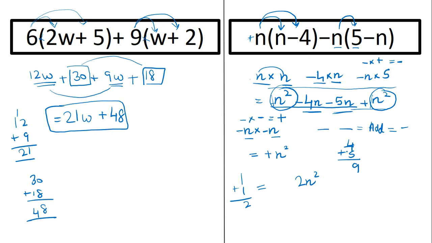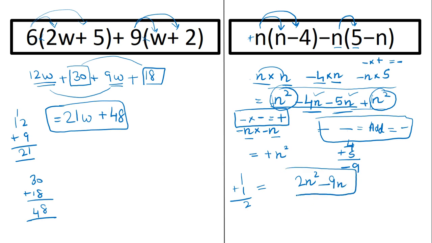4 plus 5 gives me a 9, but because I'm doing negative and negative, the answer is supposed to be negative 9. When we're dealing with multiplication, it's a little different. A negative multiplied with a negative is a positive. But when we're dealing with addition and subtraction, a negative with a negative, you add them up, but the sign remains negative. So 4 plus 5 is a negative 9. And because there is an n attached to it, so negative 9n. So my final answer becomes 2n squared minus 9n.